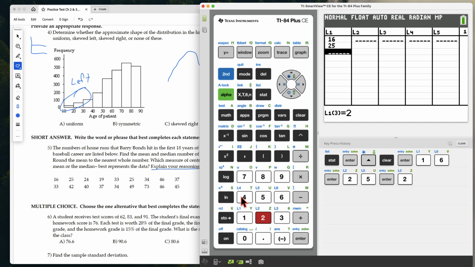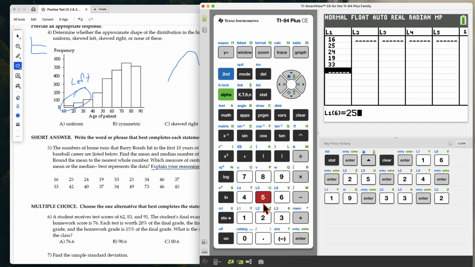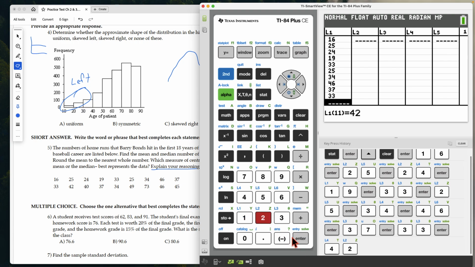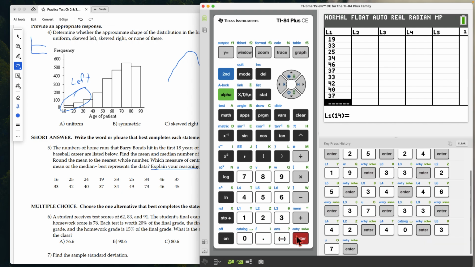25, 24, 19, 33, 25, 34, 46, 37, 33, 42, 40, 37, 34, 49.